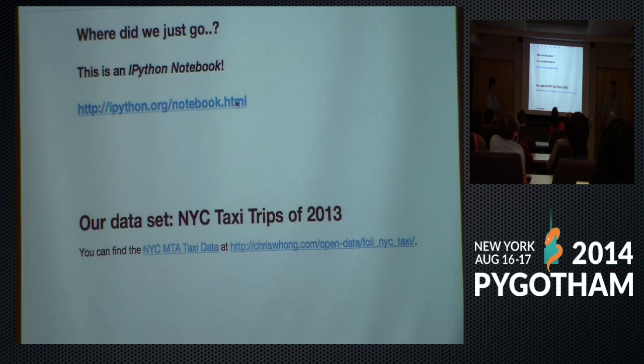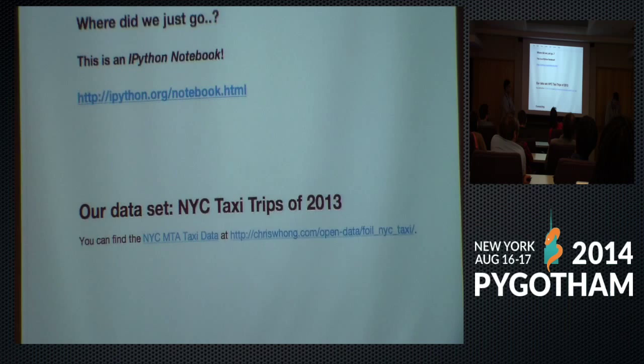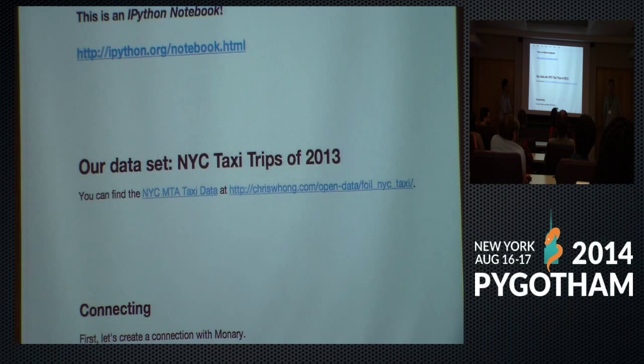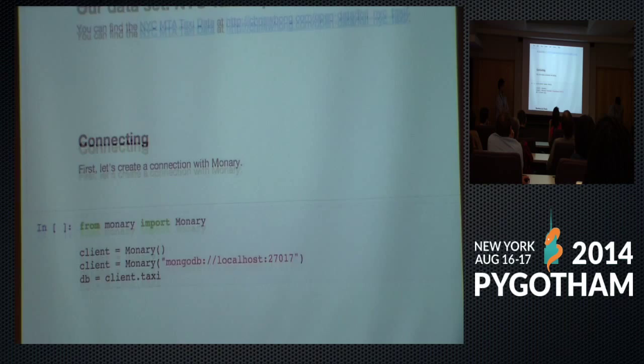This is an IPython notebook, for those of you who are unfamiliar with this tool. Essentially, all of the Python code that you'll see here is actually getting run on my laptop. We also have a MongoDB server running locally on this laptop, and we've preloaded it with some data. The data that we're using is New York City taxi trips of 2013. This is data from the MTA, and it's a bunch of data about taxis, and we're using a subset, so right now we have 6 million records loaded. Cool, so let's get started with Monary. First, we create a connection.